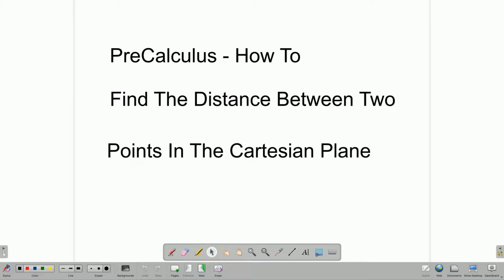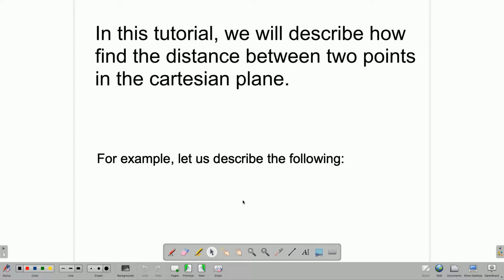Pre-calculus: how to find the distance between 2 points in the Cartesian plane. In this tutorial, we will describe how to find the distance between 2 points in the Cartesian plane. For example, let us describe the following.